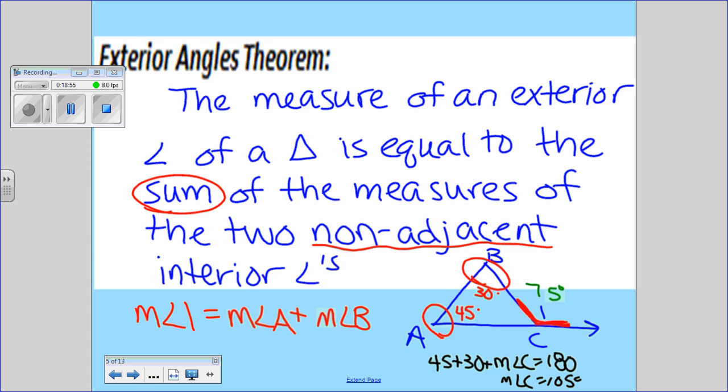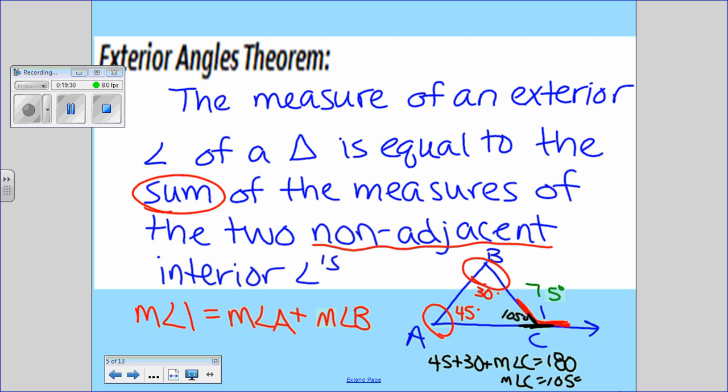And since these guys make a linear pair, you get 75. So there's several ways that you can show that this exterior angles theorem makes sense. But the exterior angles theorem says the measure of an exterior angle equals the sum of the non-adjacent angles. So you're going to add up the ones that aren't next to it.